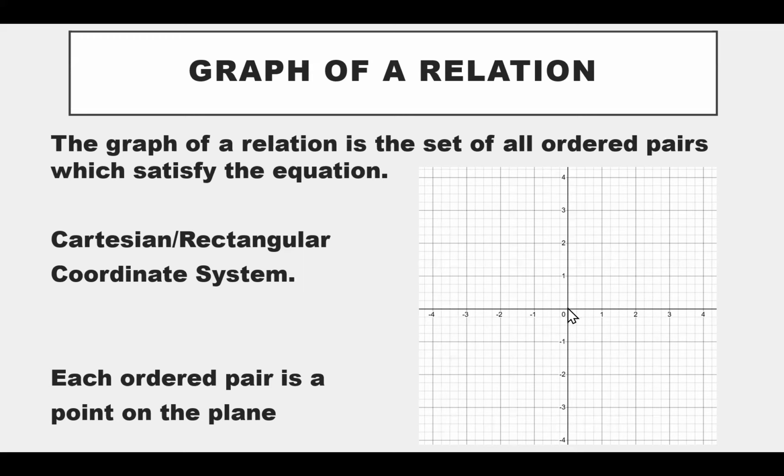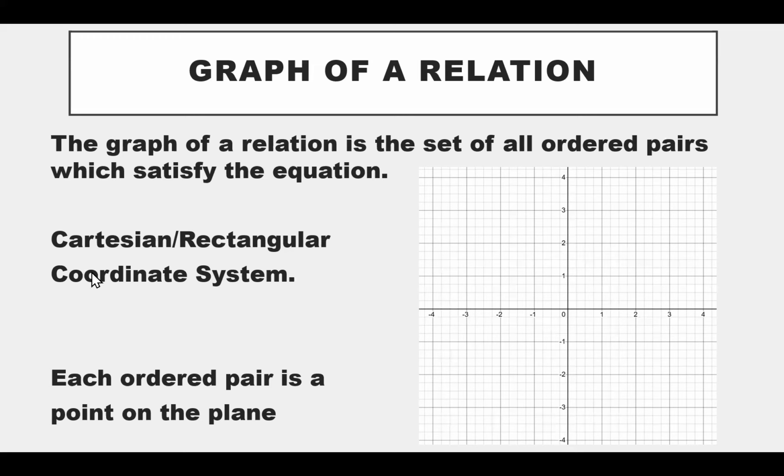If I was going to plot the ordered pair (2, 1), I'd move in the x direction 2 units, and then up 1 unit, and then that point in the Cartesian coordinate system, or Cartesian coordinate plane, or rectangular coordinate system, or rectangular coordinate plane, would be a representation of the ordered pair (2, 1). Therefore, each ordered pair can be plotted on that Cartesian coordinate system.